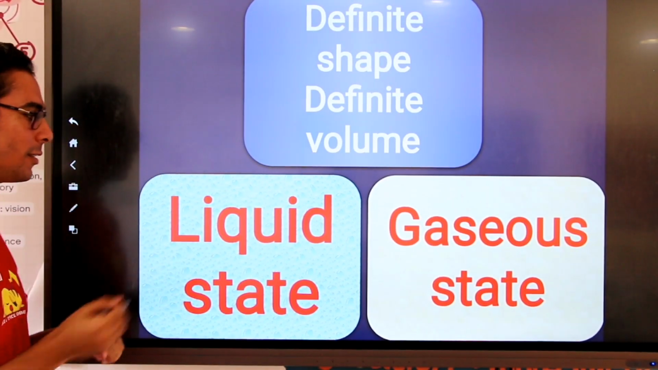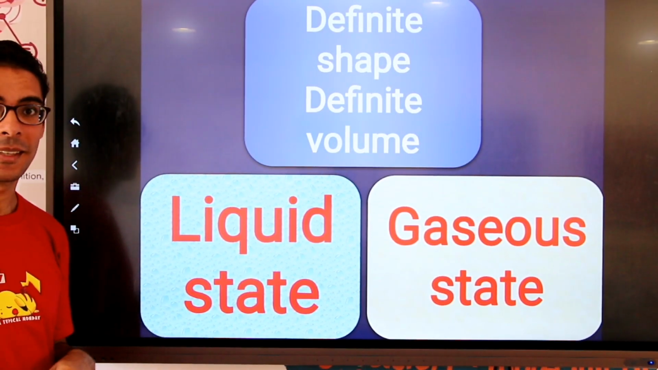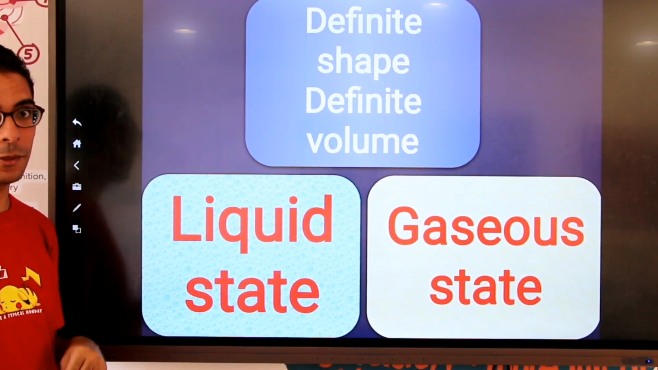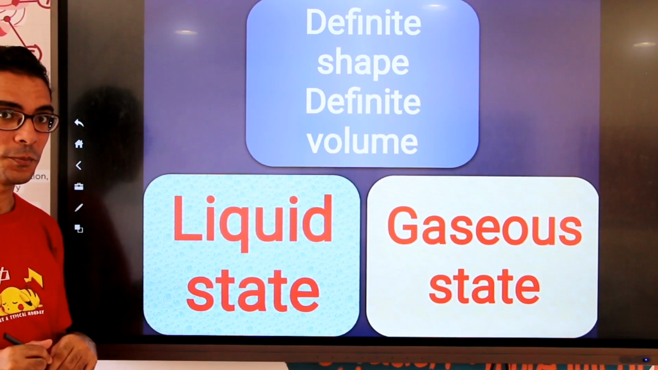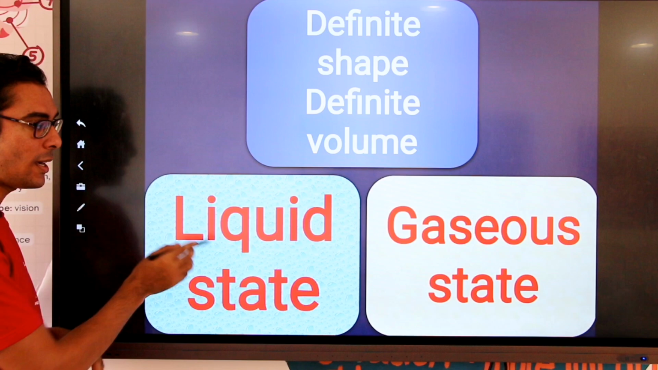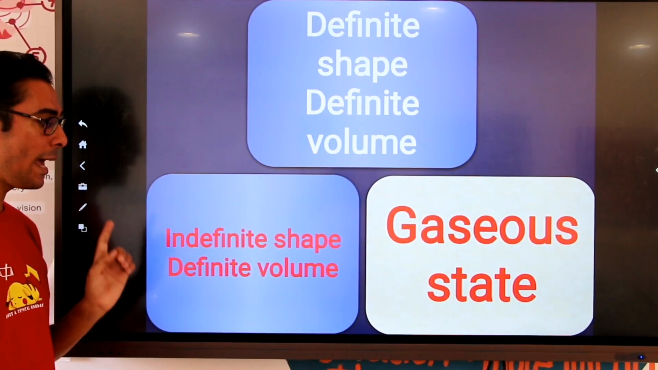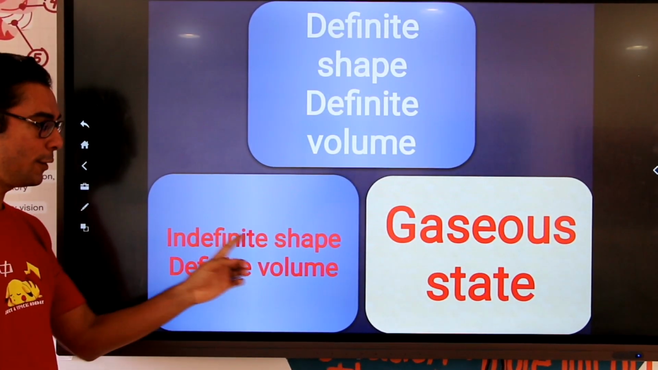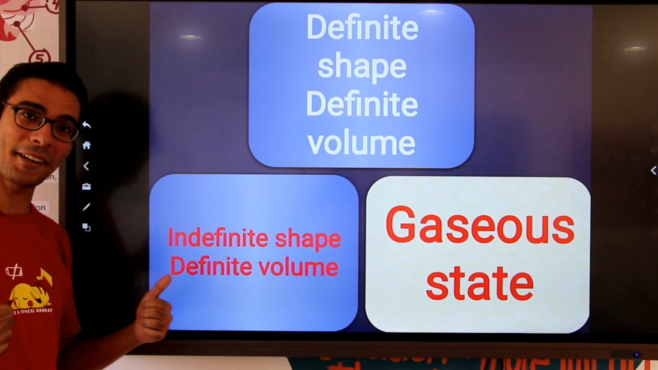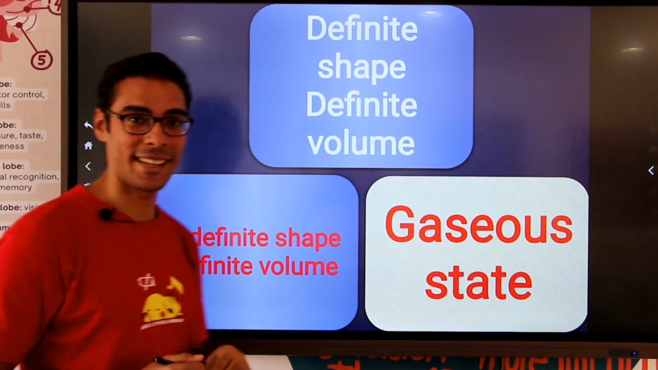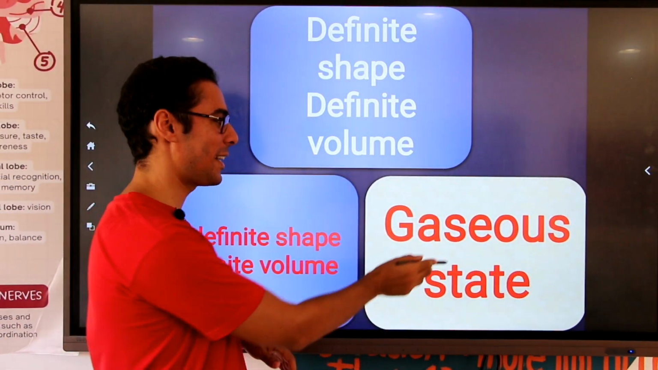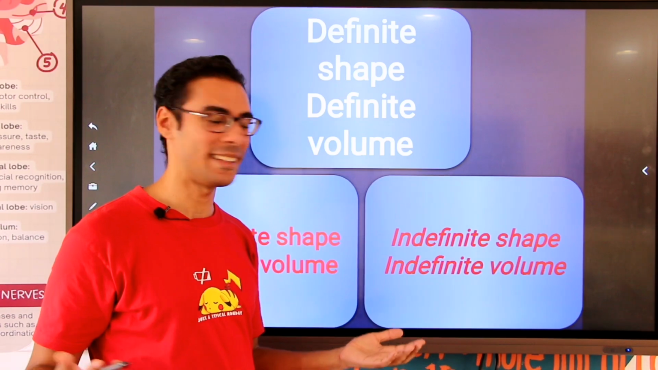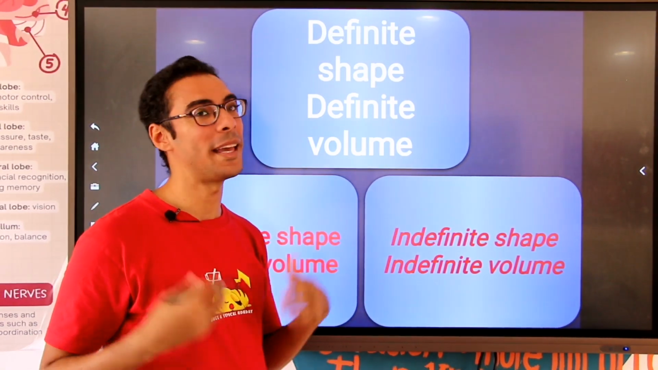And right now the turn comes for the liquid state. Can you remember the properties of the liquid state from what we have studied? You mean they have indefinite shape and definite volume? If your answer was like this, that's the correct answer. And finally, the gaseous state. I guess you can remember the gaseous state properties correctly. They have indefinite shape and indefinite volume.